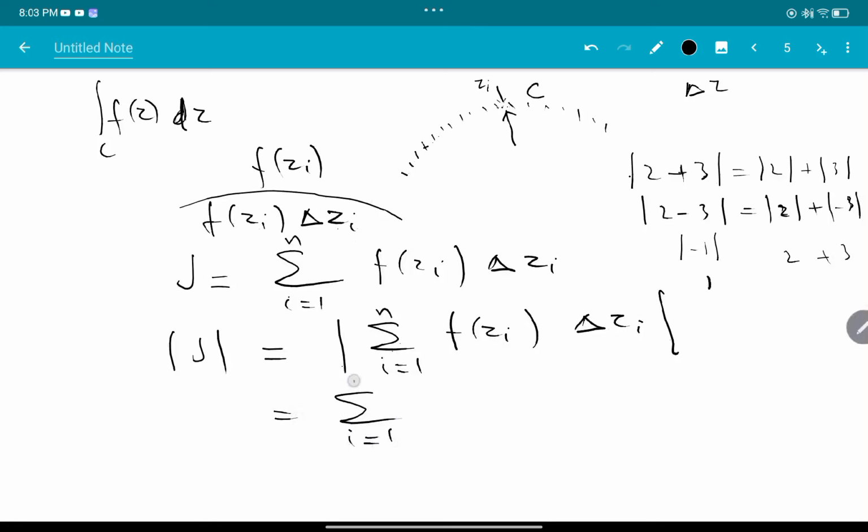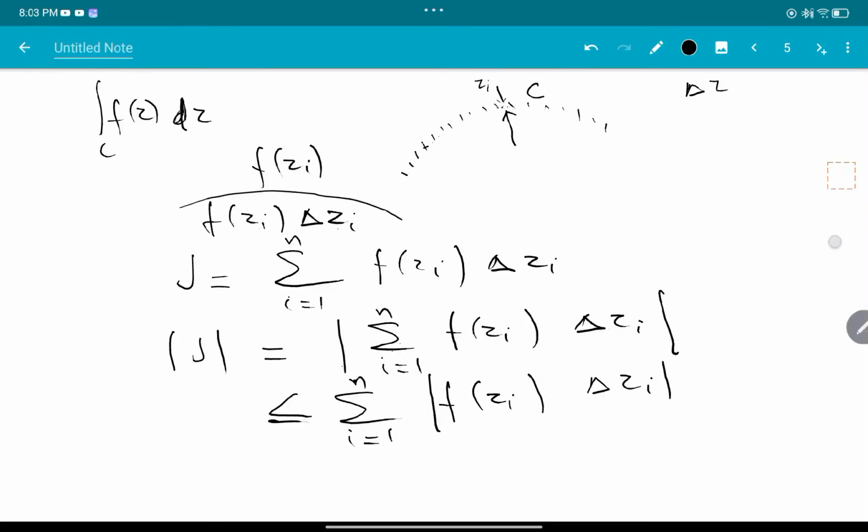Sum for i equal to 1 to n. Now the sum of absolute values is not equal to this, rather that will be greater. This sum will be greater than this side. So you have f(zi) delta zi.